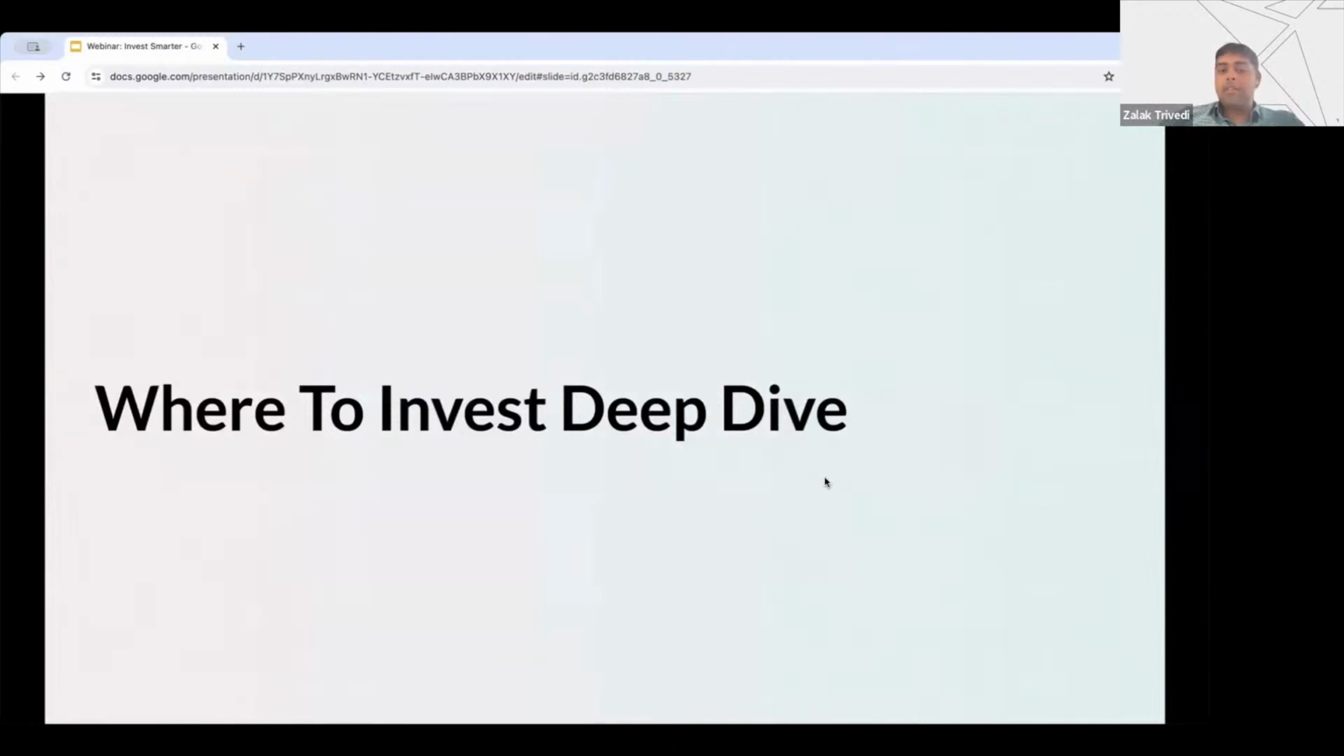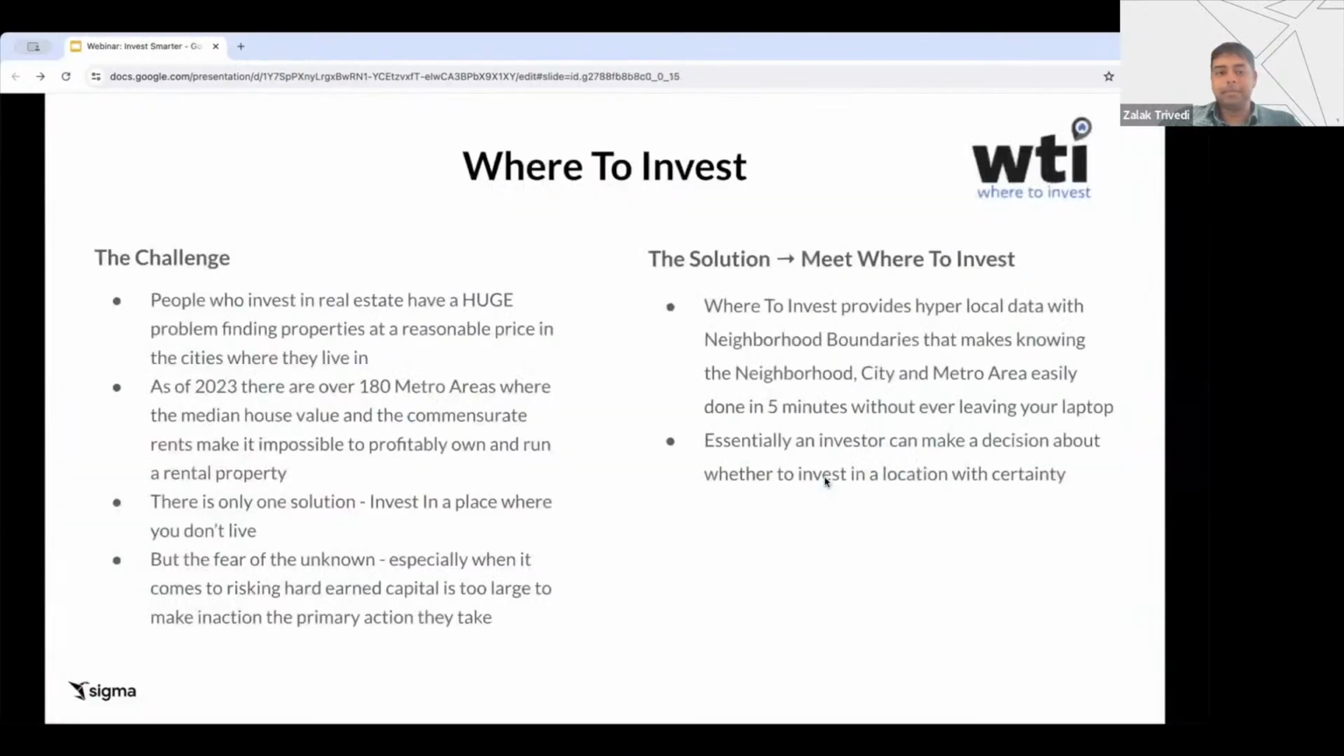Let's do a deep dive into where to invest. Tapan, I'll hand it over to you to, at a high level, talk about the problem that the company solves as well as what where to invest is doing in this area.